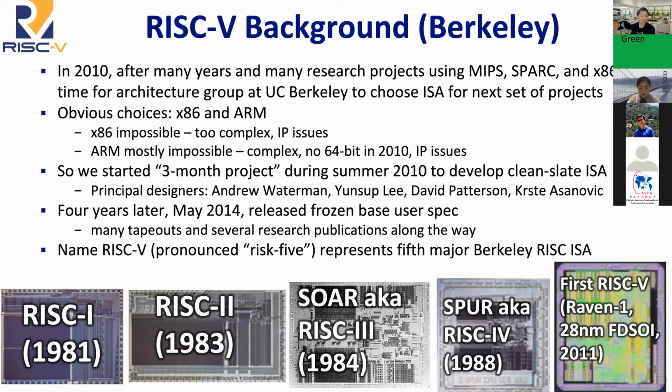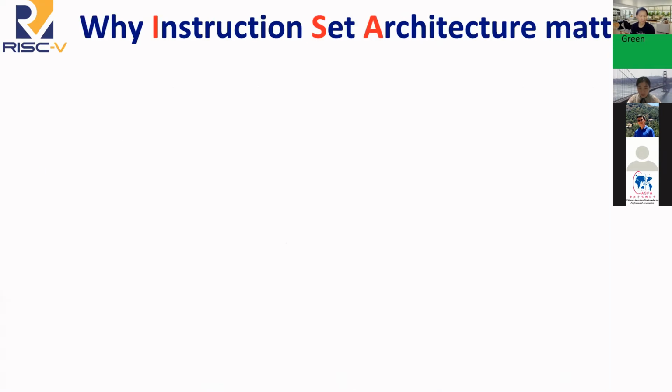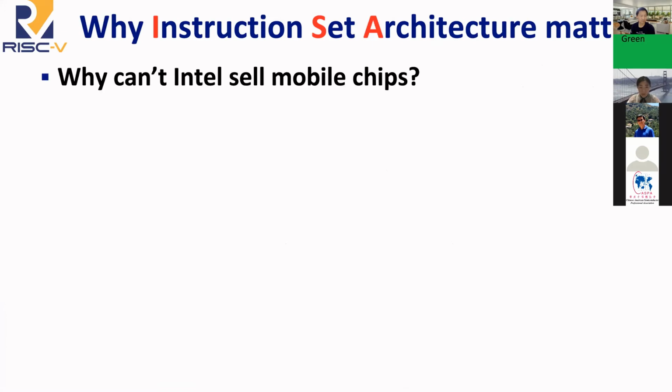So RISC-V, we developed it for ourselves, but we had a lot of interest from outside. One thing to understand is what is an instruction set? Why are people interested? I like to answer that question by asking some questions, like why does the instruction set matter? Why is this machine code interface important?